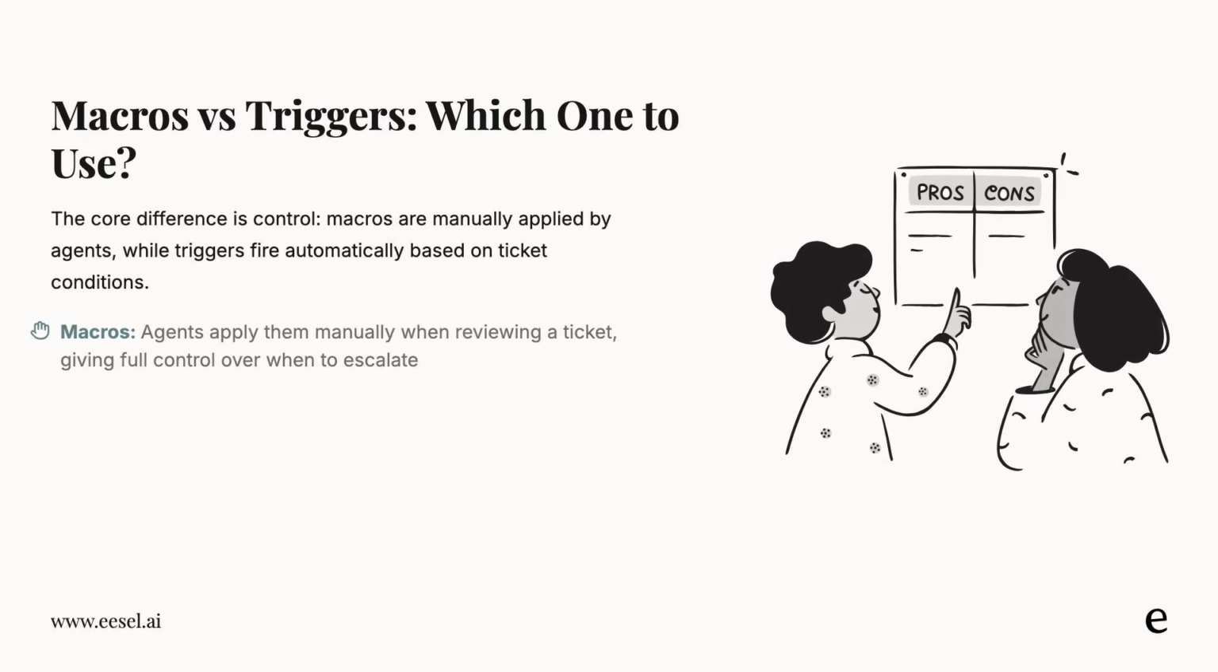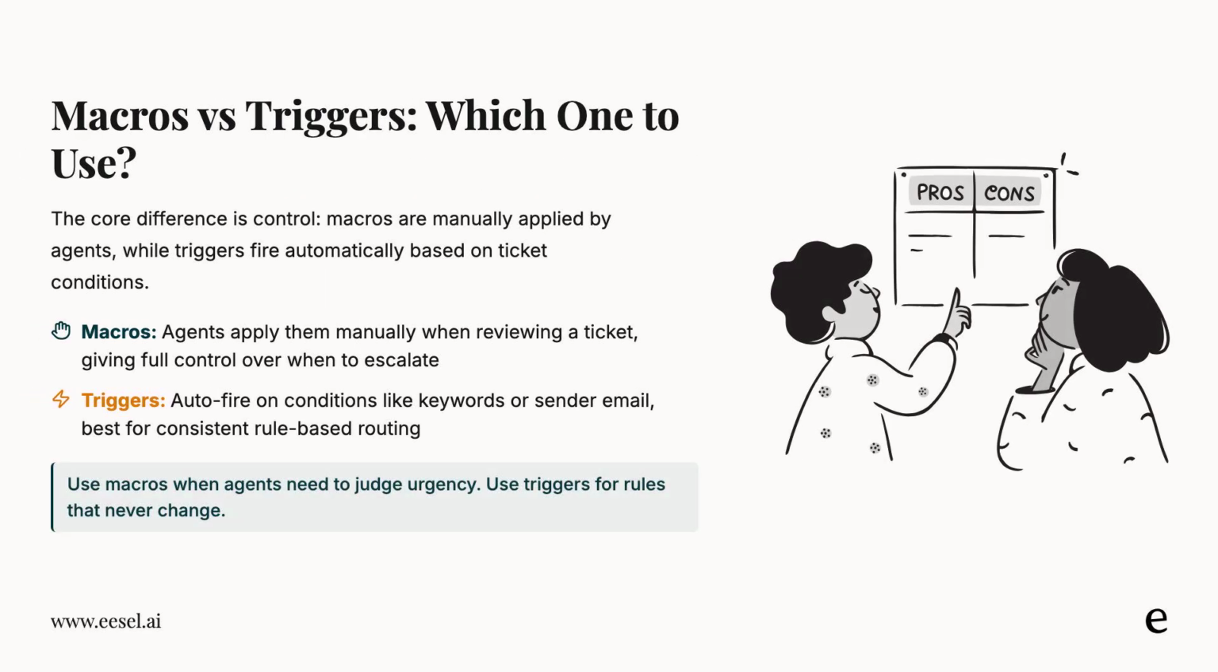Before building your macro, understand this key distinction. Macros are manually applied by agents when they review a ticket. Triggers fire automatically based on conditions. Use macros when agents need to judge urgency on a case-by-case basis. Use triggers when the rules never change.